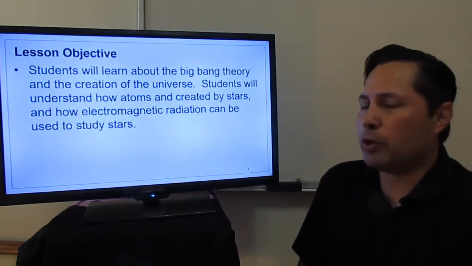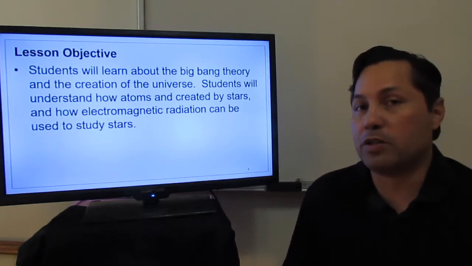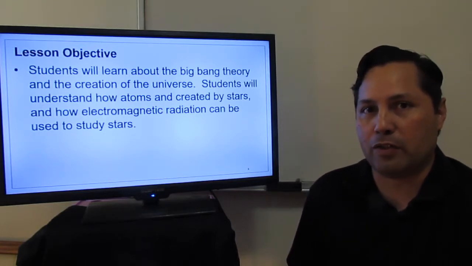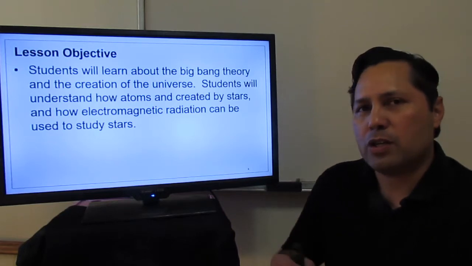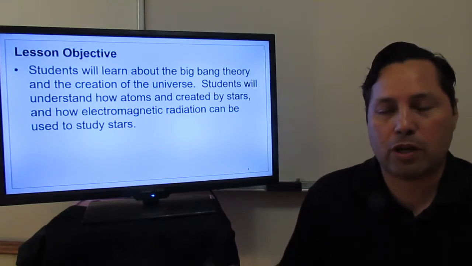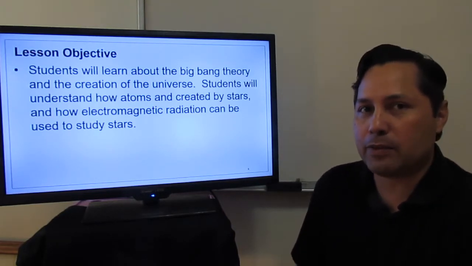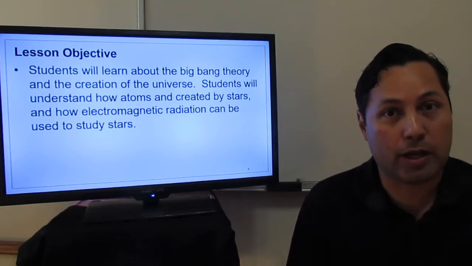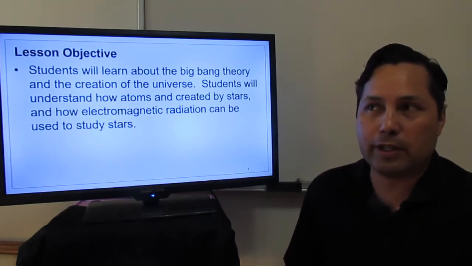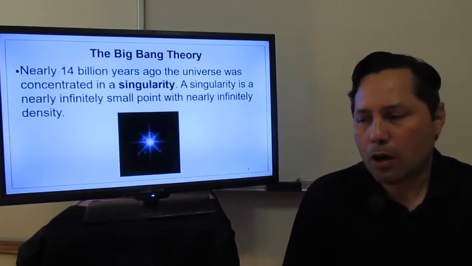The objective for this lesson is for students to understand what the Big Bang Theory is and the supporting evidence, as well as where atoms come from. And lastly, we're going to talk about electromagnetic radiation and how it is used to collect data on stars. Alright, so let's get started.